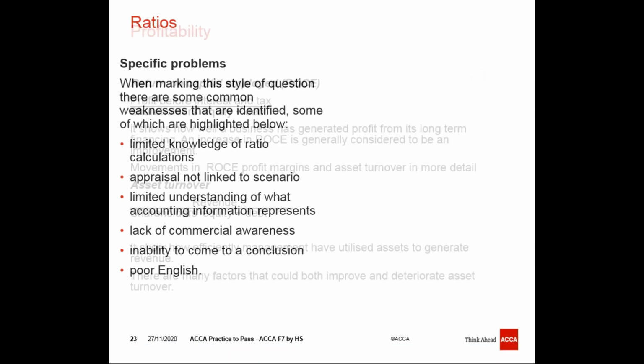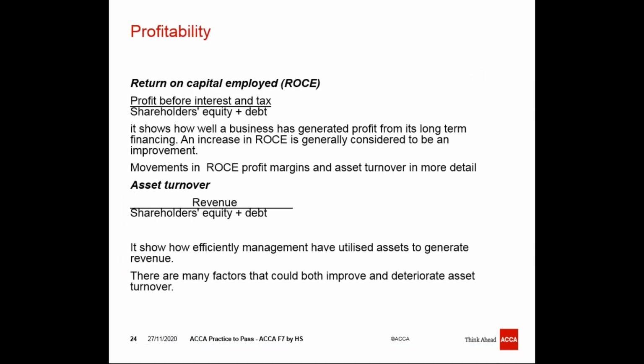So starting from some generalized topic comments, profitability. When we discuss profitability, you have to discuss 4 things. The first one is the ROC, asset turnover, gross profit, and trading profits. So for return on capital employed, we have to take the profit before interest and tax divided by shareholders' equity.